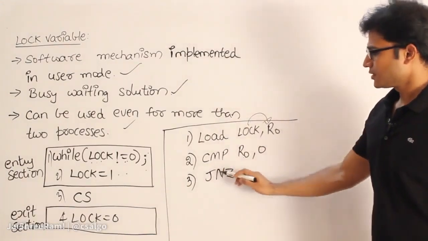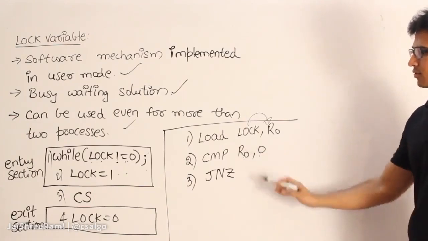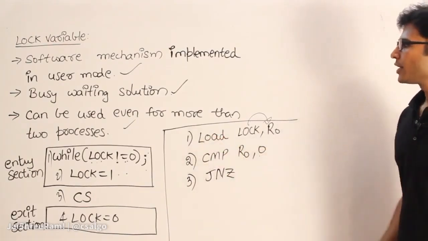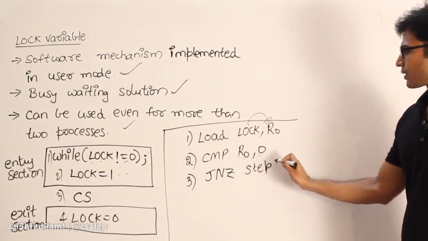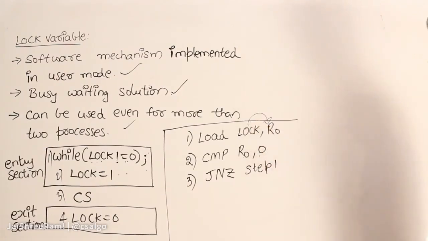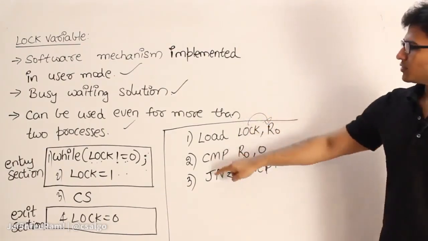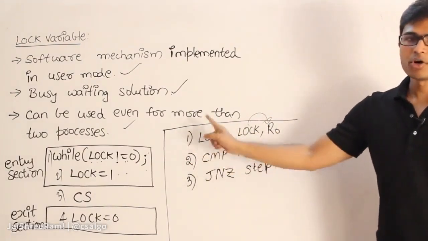JZ means jump if not 0. If R0 is not equal to 0, which means R0 is equal to 1, then I have to go and check it again, back to step 1. What does it mean? It is a while loop. We are checking the value of R0, and if R0 is not equal to 0, we are again going to load it, compare it, load it, compare it. It will keep on happening.